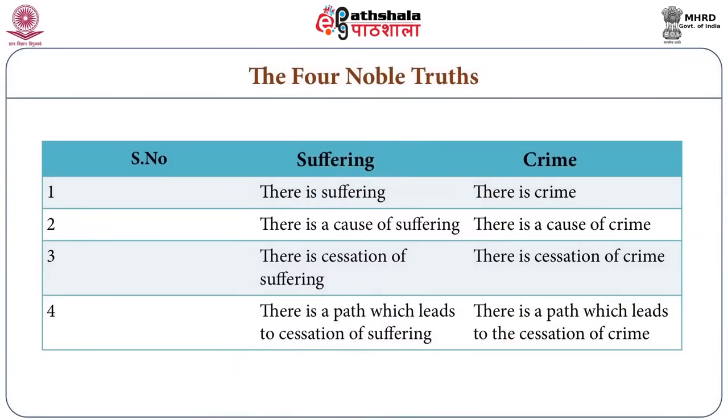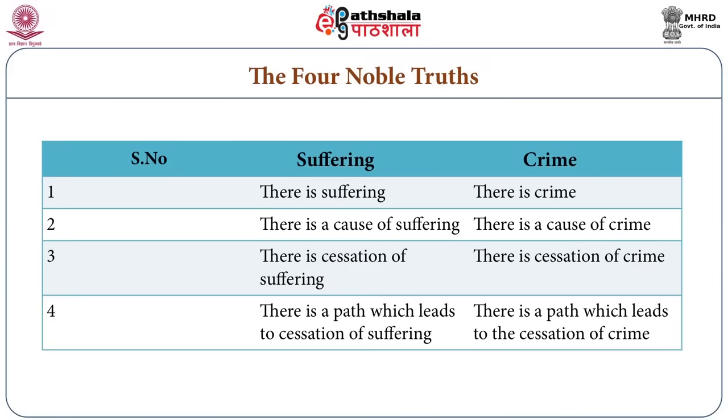So let's begin with the Four Noble Truths. In Buddhism, we have all learned about the Four Noble Truths that state, in the first place, that there is suffering. Secondly, that there's a cause for suffering. Thirdly, that there's a cessation of suffering. And fourthly, that there is a path that leads to this cessation of suffering. Now, analogically, we can understand crime in this fourfold manner. There is crime, there's a cause of crime, there's a cessation of crime, and then there's a path which leads to the cessation of crime.